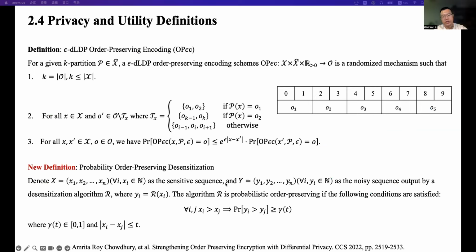Recall that in CCS 2022, Amrita et al. introduced a notion of epsilon-DLDP order-preserving encoding. Following this idea, we propose a new definition, probabilistic order-preserving desensitization. Denote S as the sensitive sequence and Y as a noisy sequence output by a desensitization algorithm R, where yi equals R(xi). Algorithm R is probabilistic order-preserving if for all i and j, if xi is greater than xj, then the probability that yi is greater than yj has a lower bound, gamma.